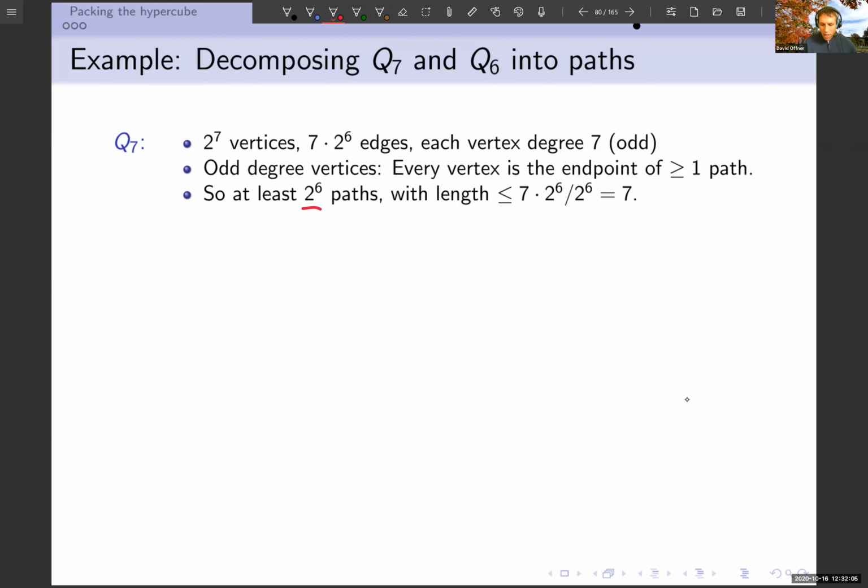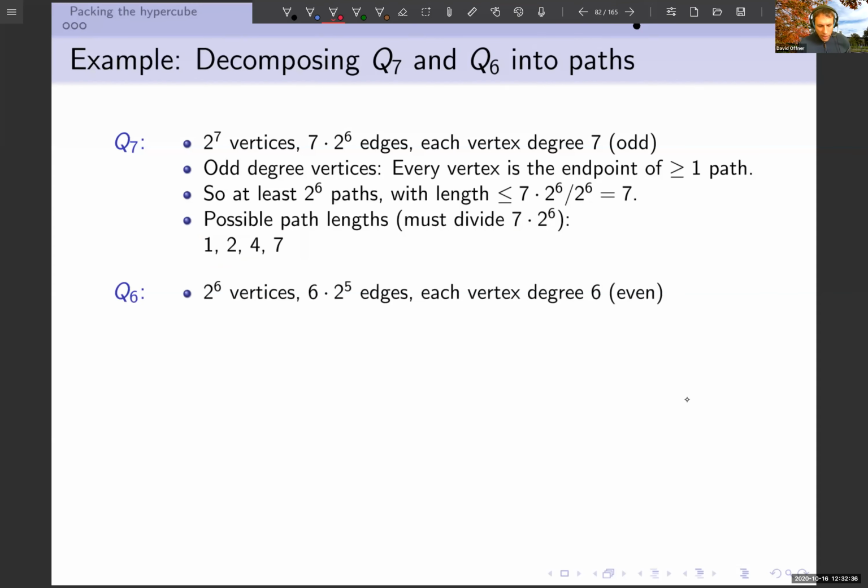So how long could they be? I take the number of edges, 7 times 2^6, divided by the number of paths, and they could be at most 7 edges long. So in these odd hypercubes, you can't have a decomposition into long paths because every vertex has to be the endpoint of some path. The possible path lengths have to divide the number of edges in Q7, so for Q7, I only have 4 possible path lengths to worry about.